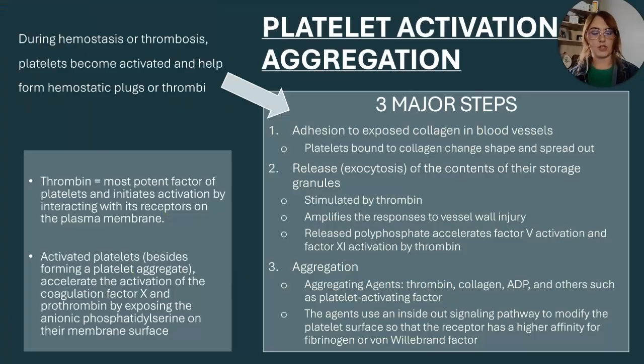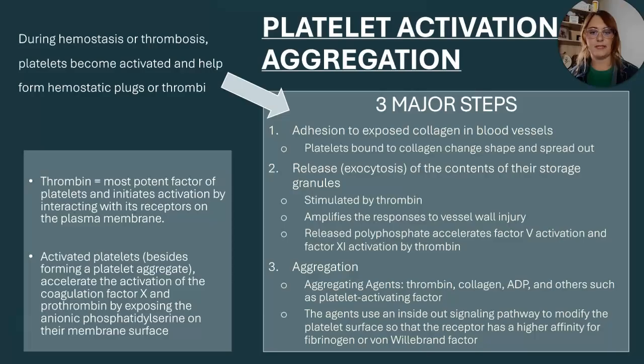All right, so let's now talk about platelet activation and aggregation. Platelets normally circulate in an unstimulated disc shape. During hemostasis or thrombosis, platelets become activated and help form hemostatic plugs or thrombi. This process occurs in 3 major steps, the first being adhesion to exposed collagen in the blood vessels. At this point, platelets bound to collagen change shape and spread out on the subendothelium.